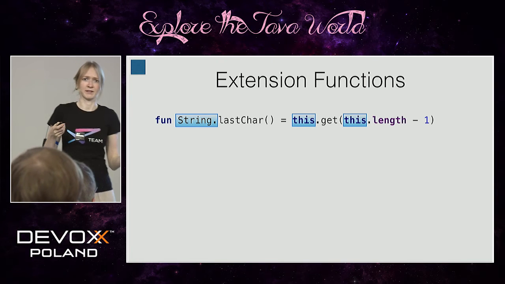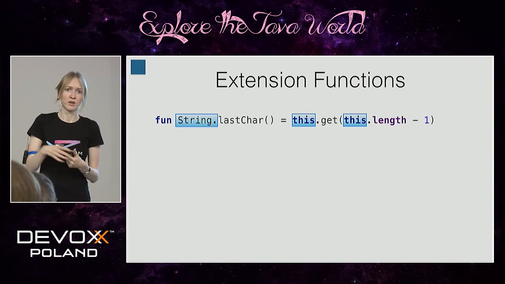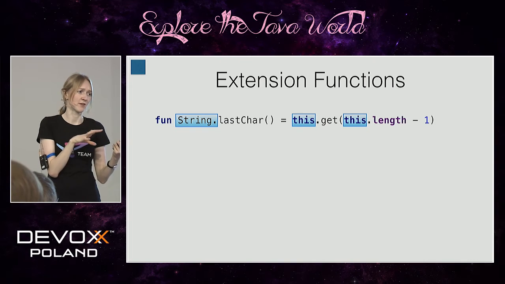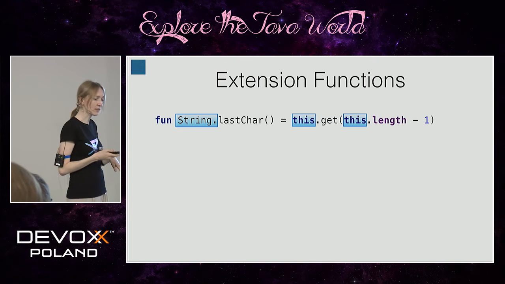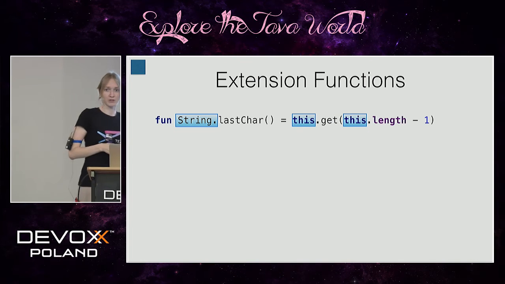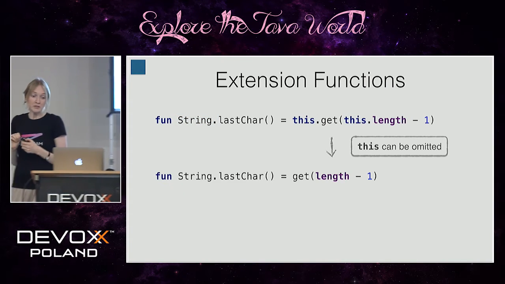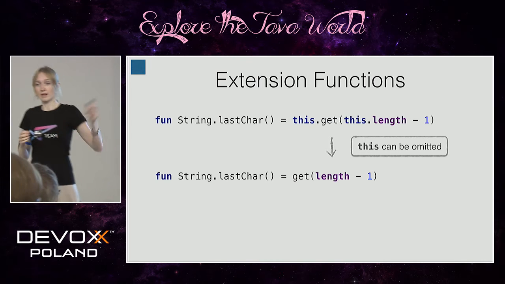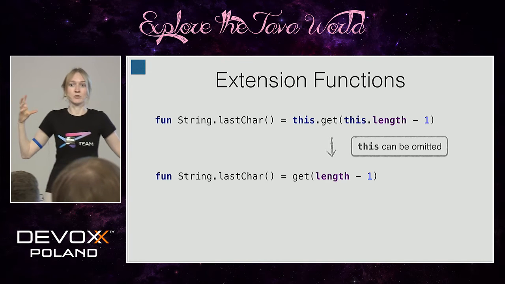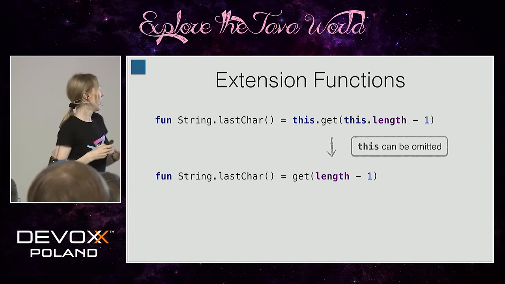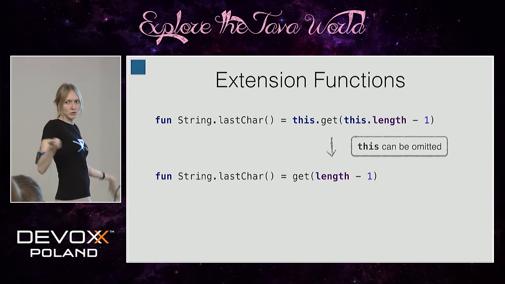I think that should be clear. So it's just another syntax to access the string in the function body. And as with a regular this reference, you can omit it, and you'll have a more concise way to write the same thing. Okay, so now that's clear, but why would we do that?